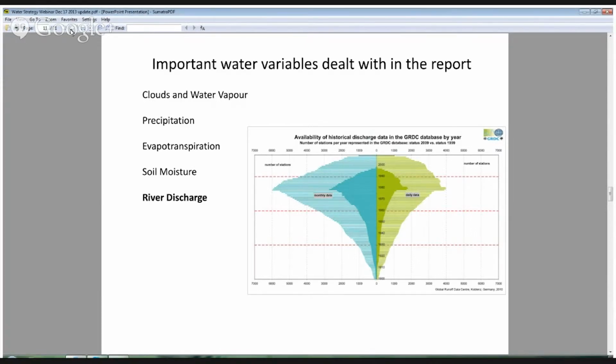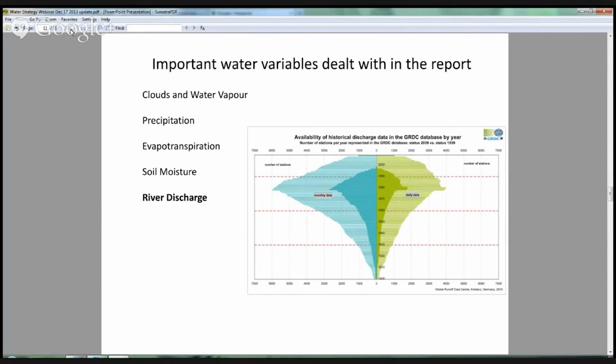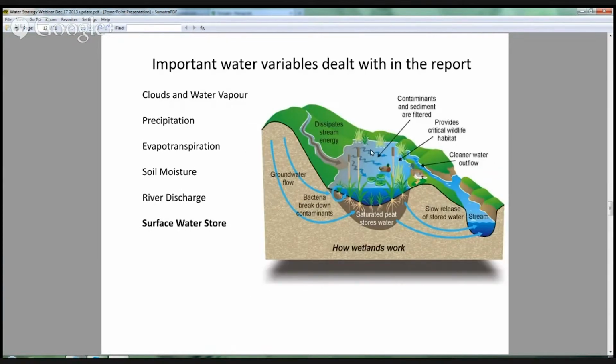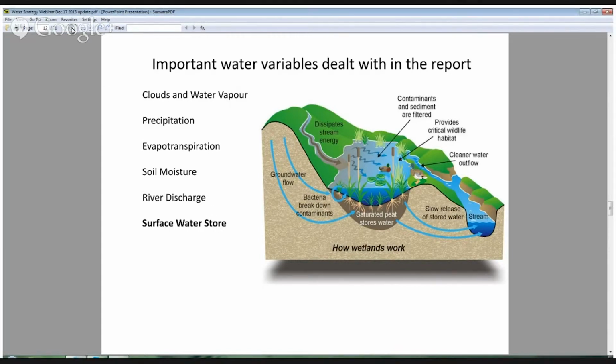So work is going on now to see if we can try to measure river discharge from space, and also to try to measure the water that's stored on the land from space. Wetlands, for example, play a major role in the ecosystem, and it's important to know how much water is stored in these wetlands and their associated ecosystems. But it's also important to know how much water is stored in reservoirs and in lakes. So the same technology that's being used for surface water store will have application to estimating river discharge.